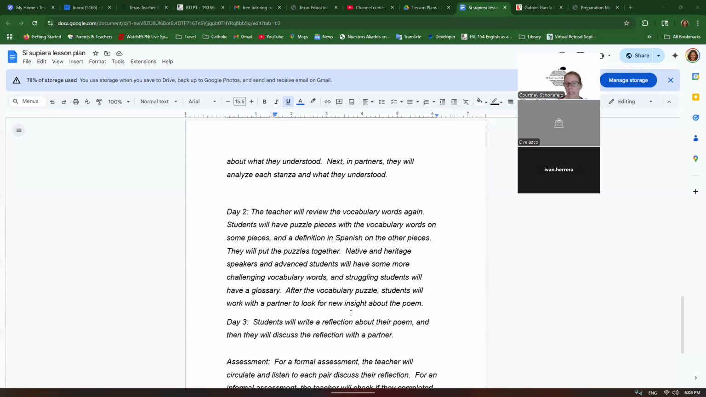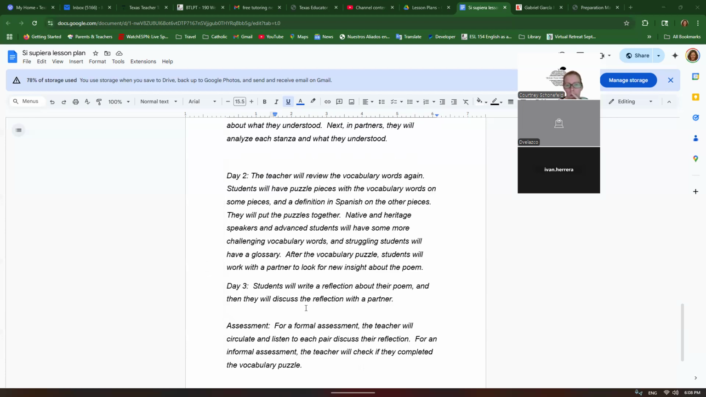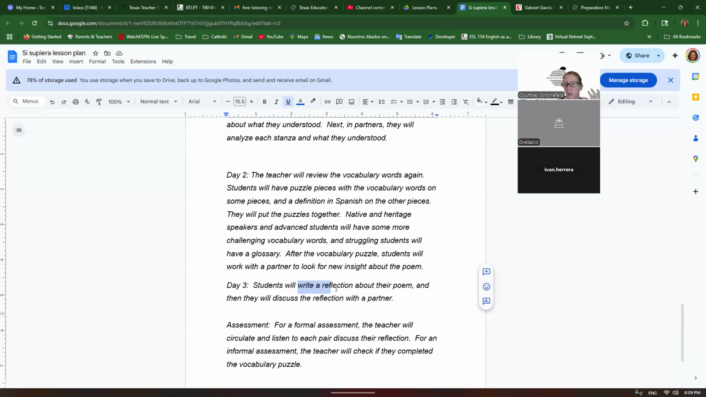Notice I used a kinesthetic activity where they're using their hands, their bodies, right? They're putting puzzles together. That makes learning a little bit non-linguistic, which is helpful. Day 3, students will write a reflection about their poem and they will discuss the reflection with a partner. Again, they're discussing, we hit the objective. Why did I have them write something? Because when they're advanced students, they should be able to write at the paragraph level. We want to challenge them. So I had a writing activity as well.